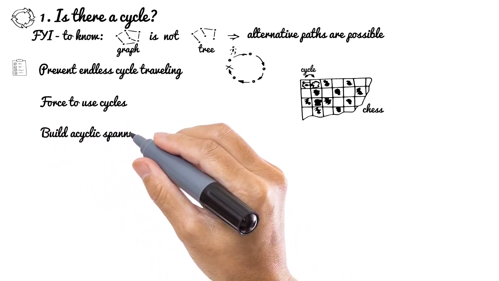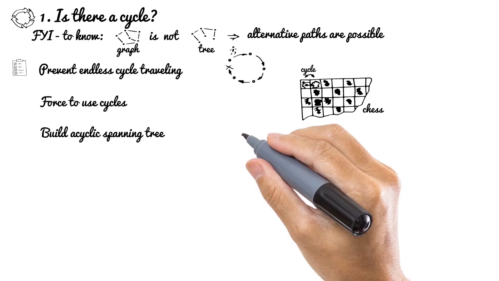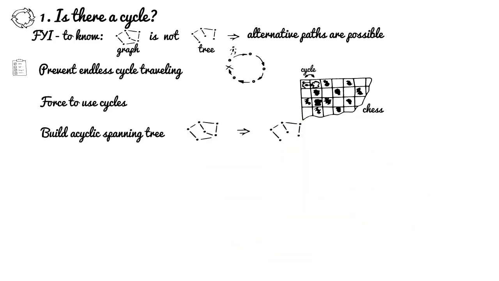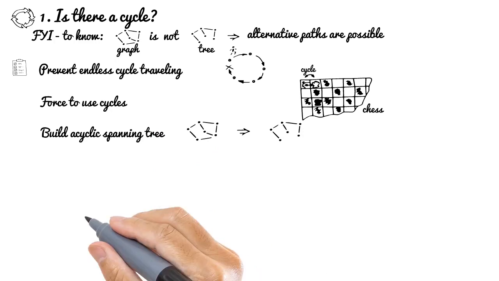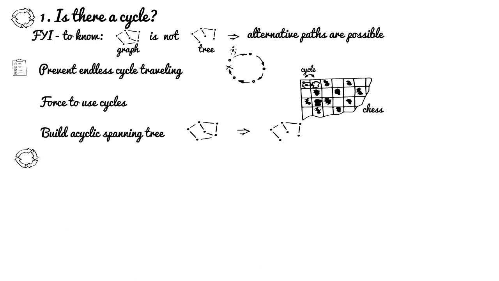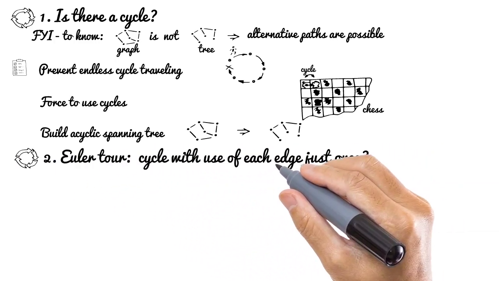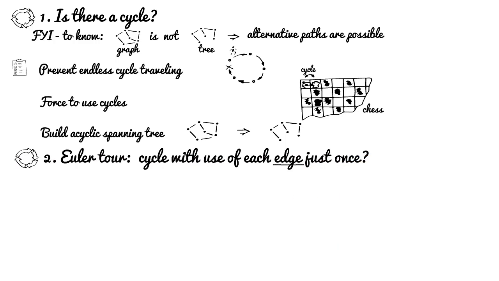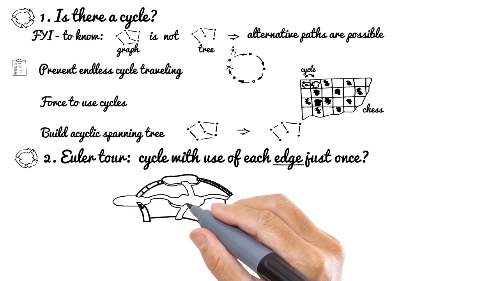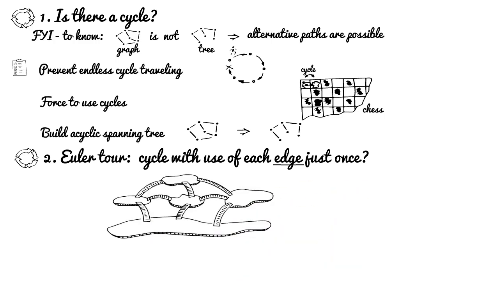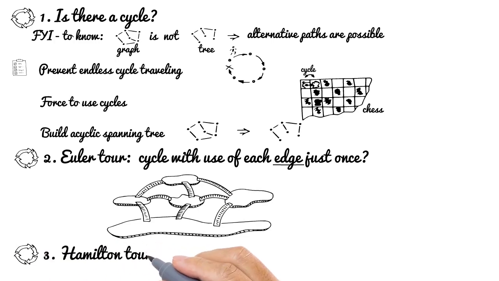Next problem is about drawing a cyclic spanning tree by detecting and removing cycles from initial graph. For example, to build minimum spanning tree or shortest path tree, and so on. Cycle group, another use case, Euler tour. Is there a cycle that uses each edge exactly once? This can be a practical task for a tourist to visit each road, street, bridge just once in a new city. Cycle group, another use case, Hamilton tour.